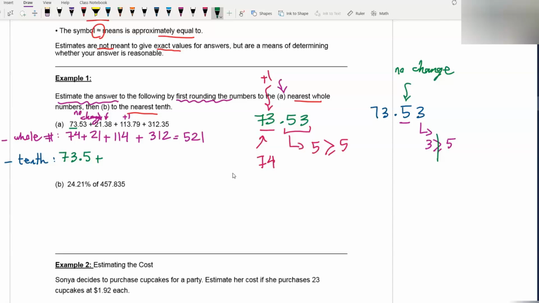Another one, 21.38. The tenth place is 3. Looking to the right of the tenth place, we have 8. You have to see if that one is greater than or equal to 5. Yes, it is. So add 1 to this part. The answer is 21.4. The 3 plus 1 is 4.